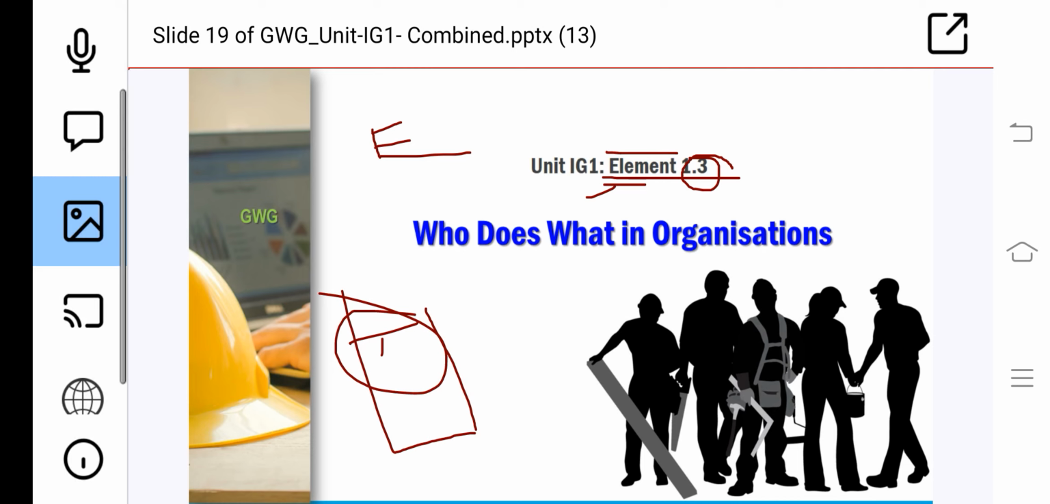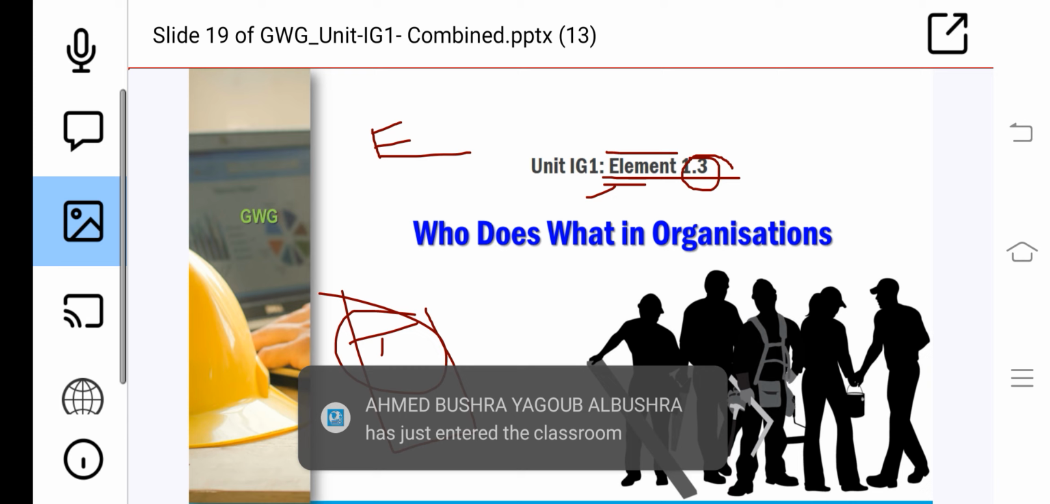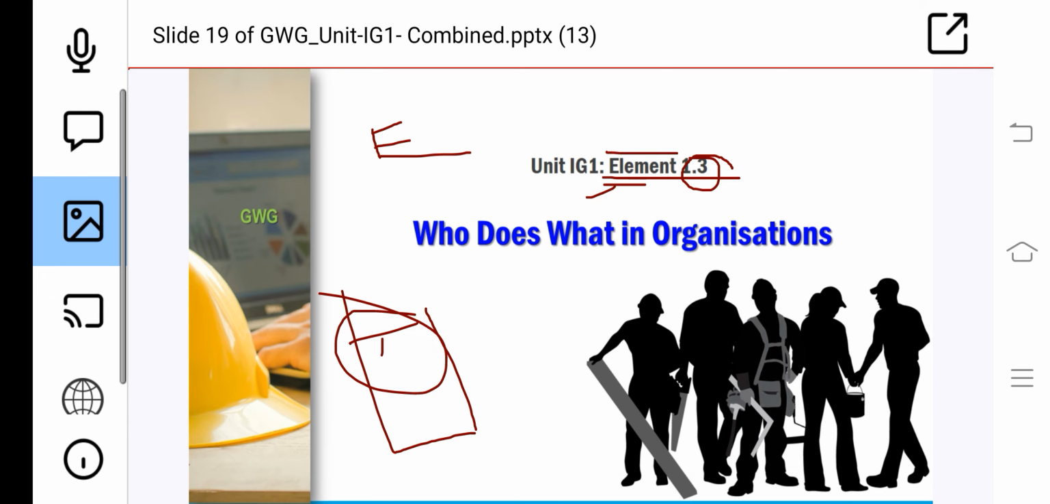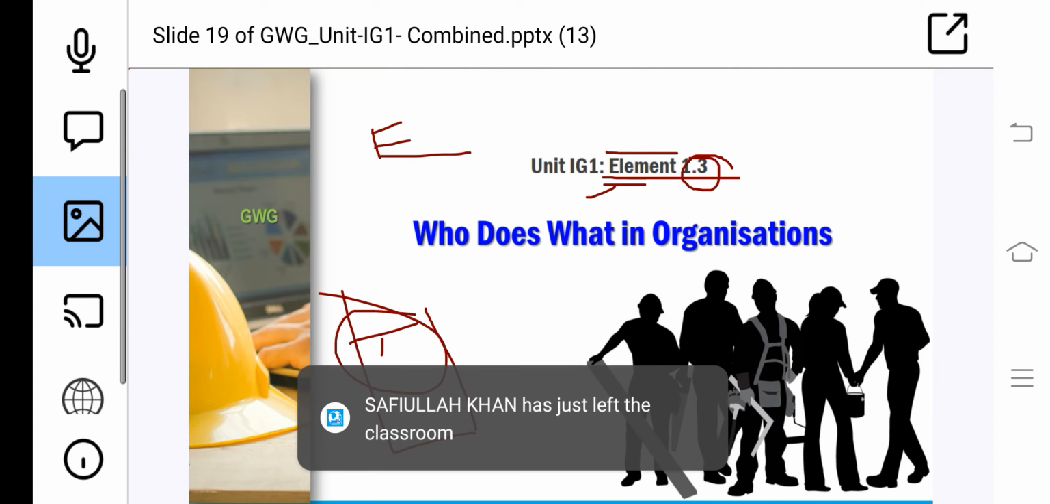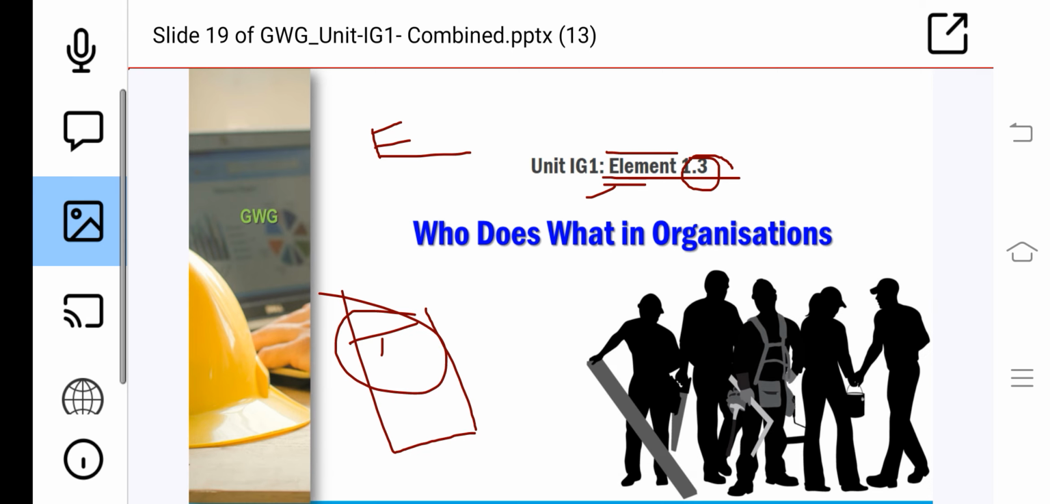So the role of top management is to make a health and safety policy. In the policy, top management will show commitment to protect the workers from getting injuries or illness.